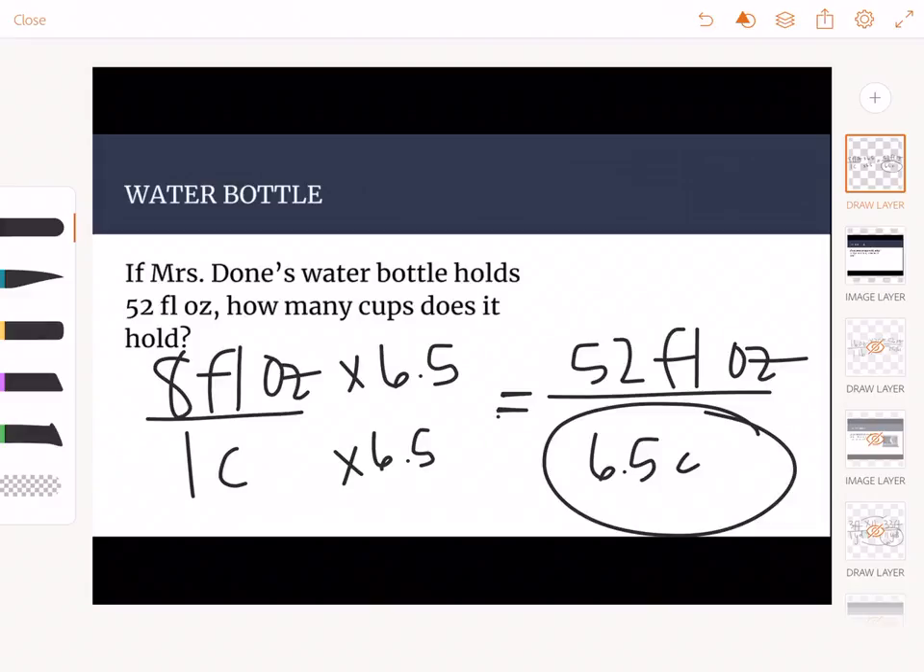So that's how you do those. So there you go. You've got your metric system and your US customary system. The metric system, super easy with its powers of 10. The customary system, a little more complicated, but we can do it.